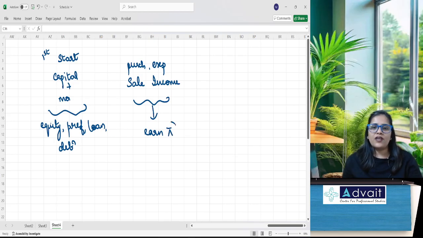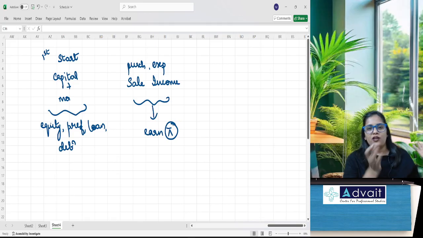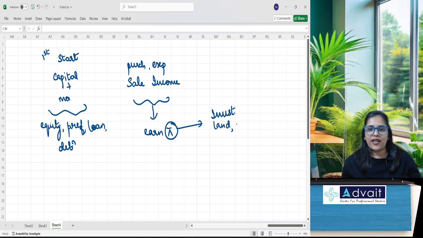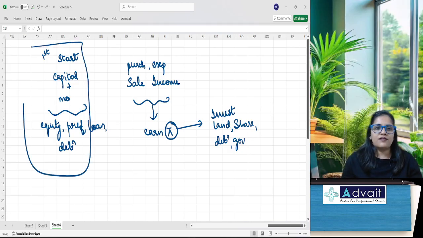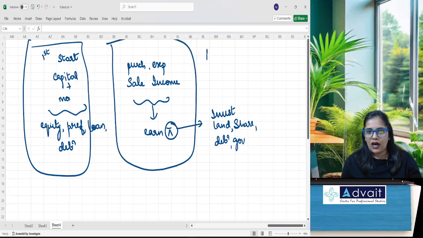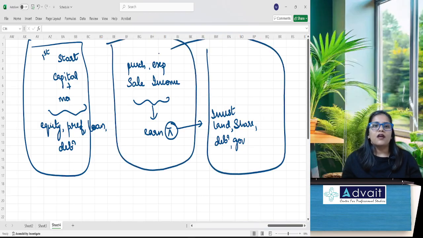Once we earn profit, we are going to repay our loans and debentures. After that, if we have more profit, we are going to invest. We invest in buying some land, or shares of another company, or debentures of another company, or government bonds, any kind of investment. These three things that you're going to do are your activities.